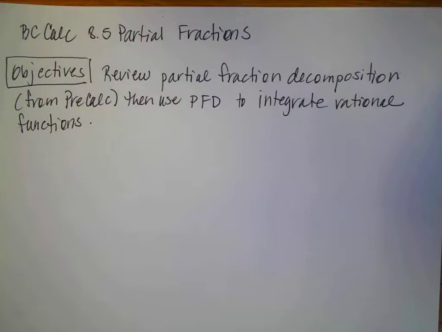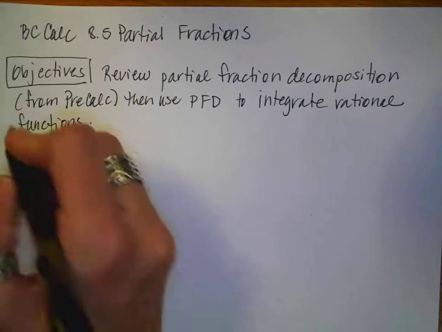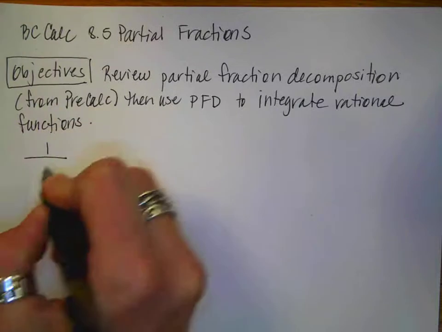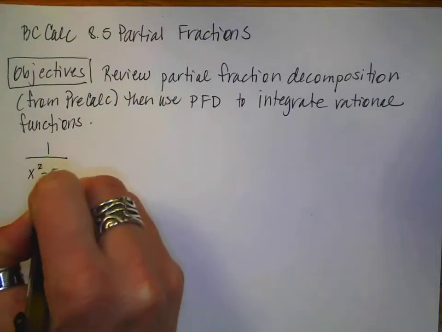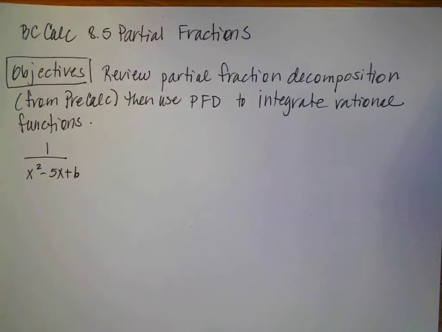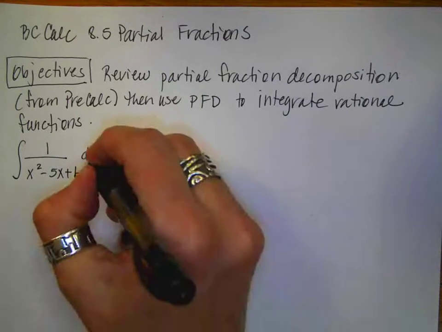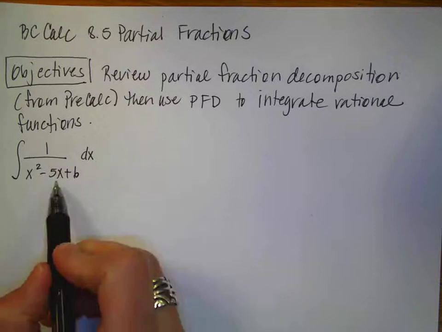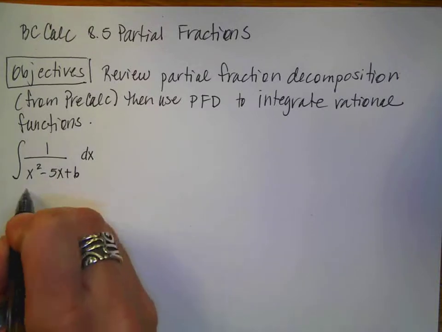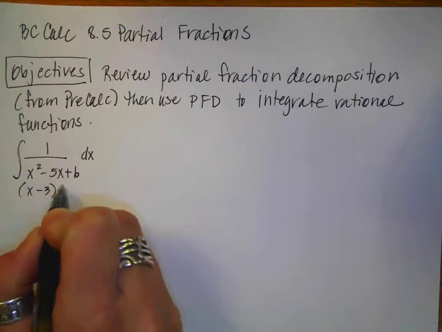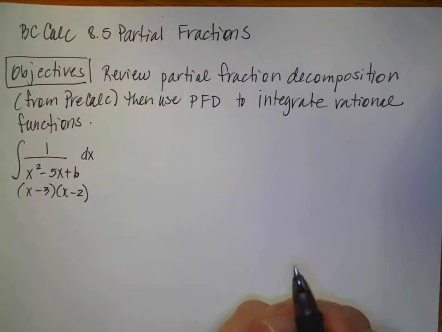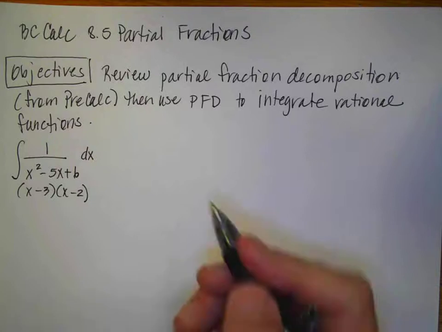So I think it's going to be pretty obvious, but we need to go back and review our math first and then some calculator work. So let's say I'm given a rational expression 1 over x squared minus 5x plus 6, and for calculus we'll pretend that it's an integral. An easy way to manage this would be to separate this into its factors. So I'm going to factor it as x minus 3 and x minus 2. And then I'm going to do the partial fraction decomposition.